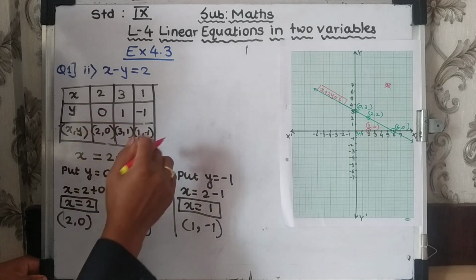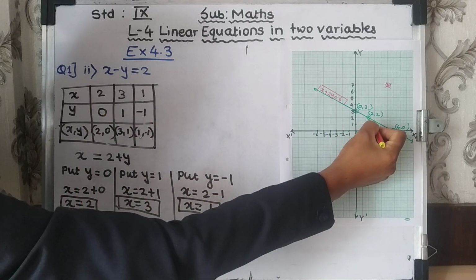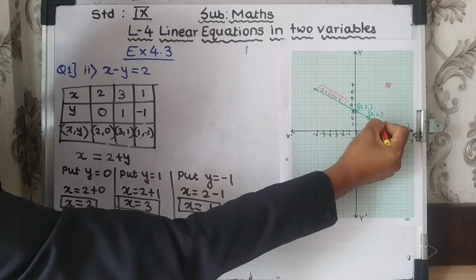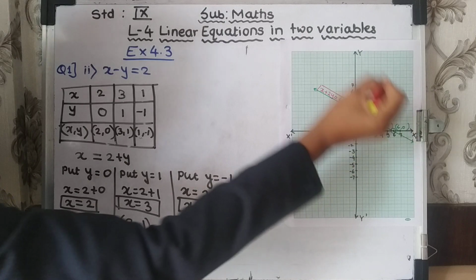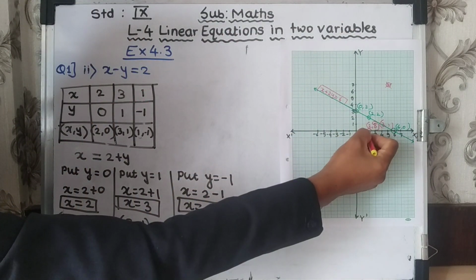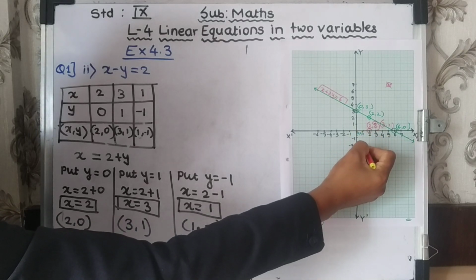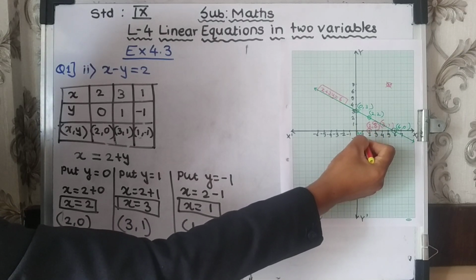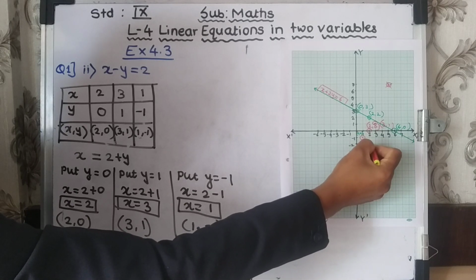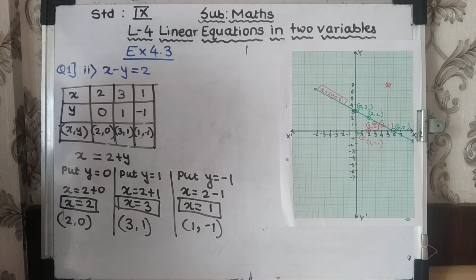Now 3, 1. So 3 and 1 is here above, on the y-axis. We will write its coordinate 3, 1. Then 1, minus 1. So 1 is from the x-axis and minus 1 is from the y-axis. So it will go below, and we will write 1, minus 1. Got it? Now we have got these points.